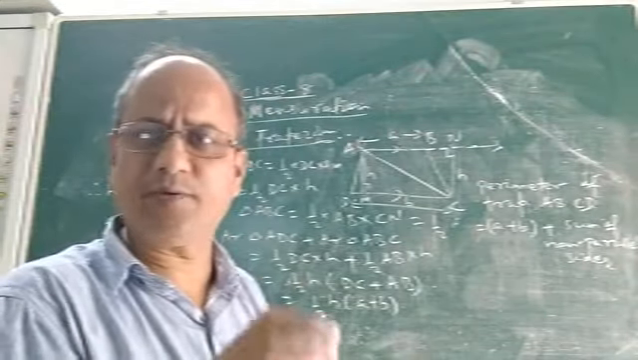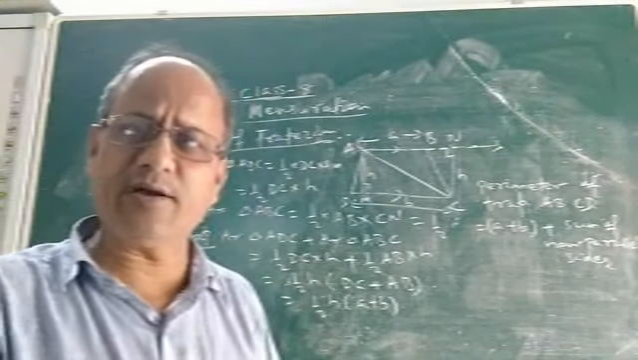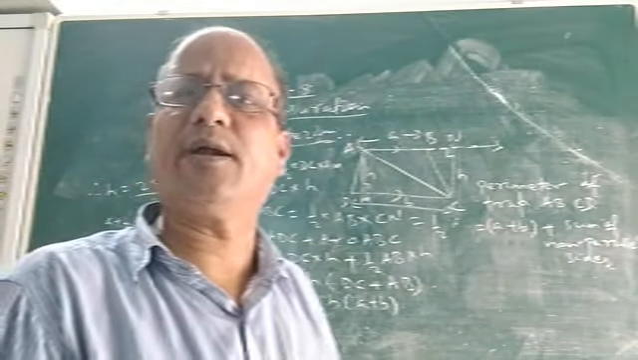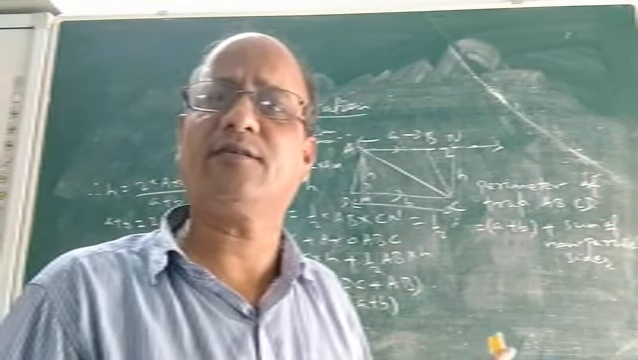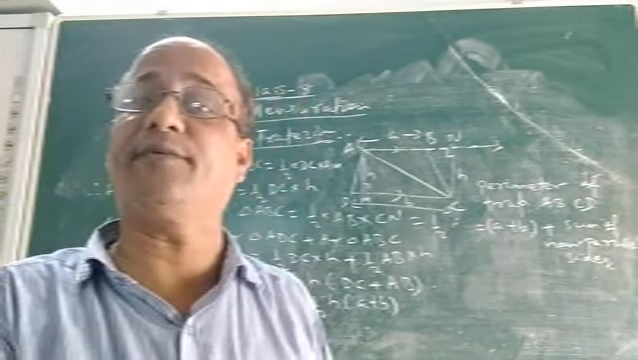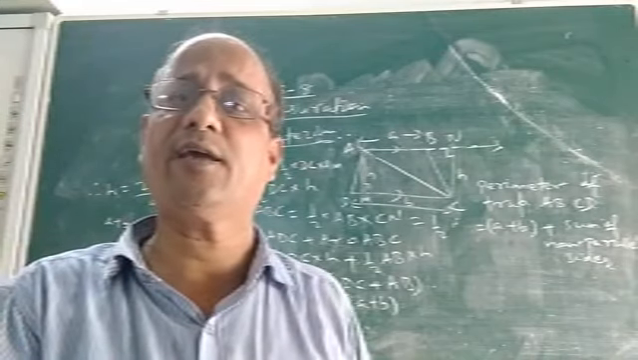So with this we finish trapezium, and in the next class we will discuss how to find the area of a general quadrilateral. Children, I hope whatever I discussed you must have understood. I will discuss the next part, how to find the area of a general quadrilateral, not a specific one, in the next class. Okay. Thank you.